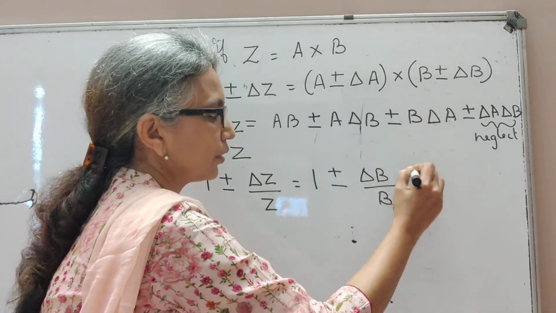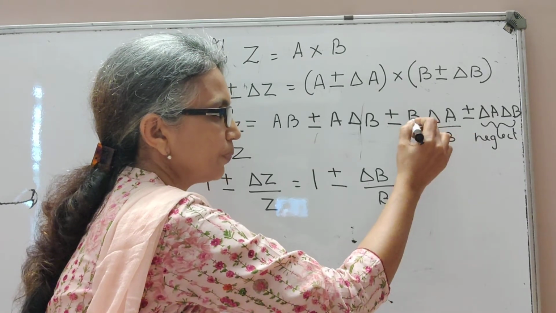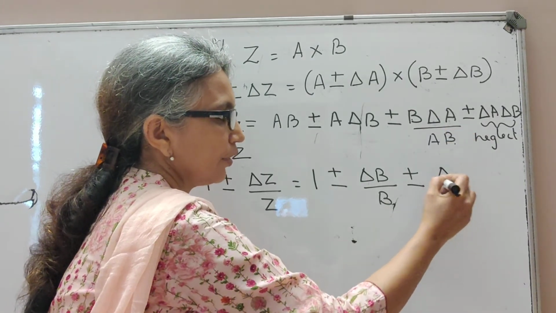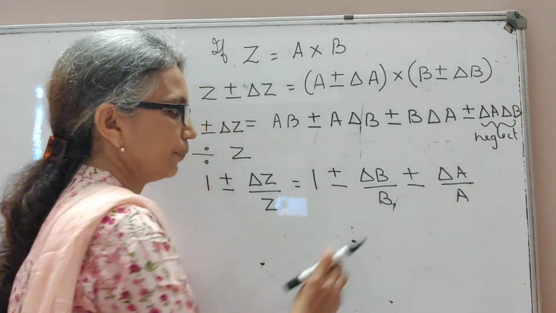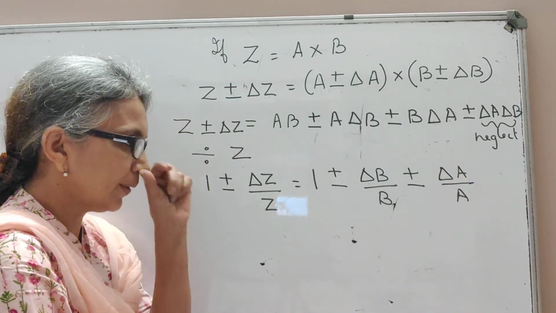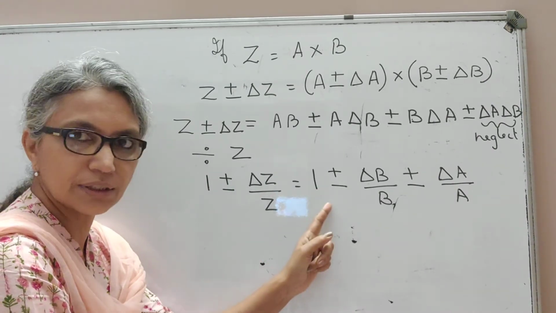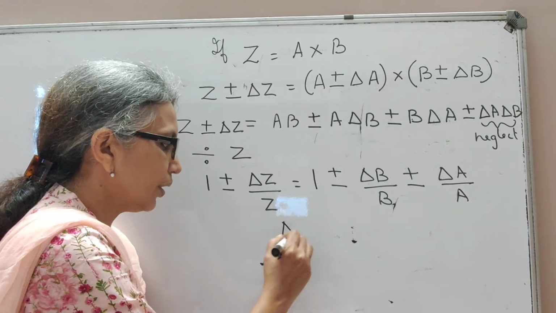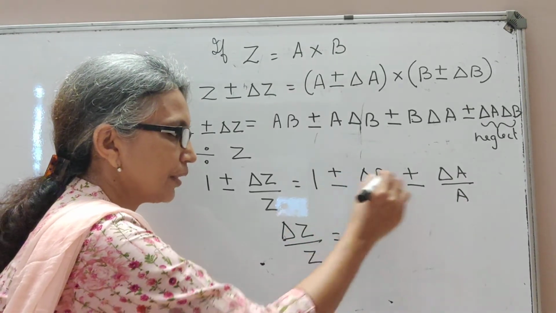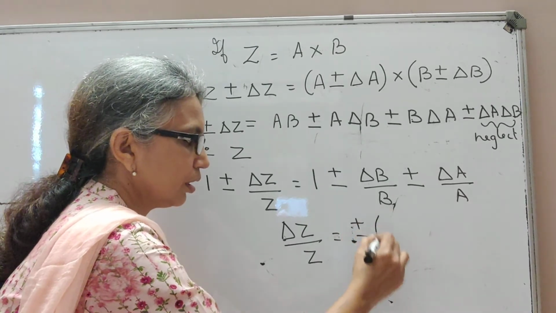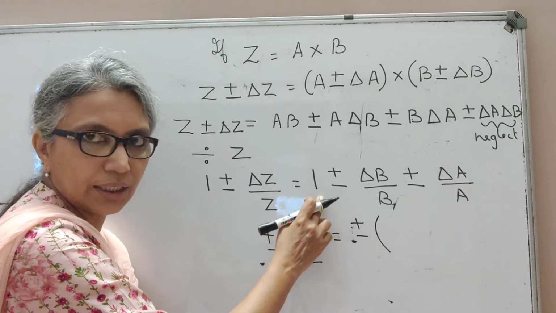Then if I divide this with A into B, Z is A into B, then this B and this B will get cancelled and I'll have delta A by A. Okay. Now if I compare, you will see this 1 and this 1 common, both left hand side and right hand side. So I may write delta Z by Z is equal to, plus or minus I'll take common outside.